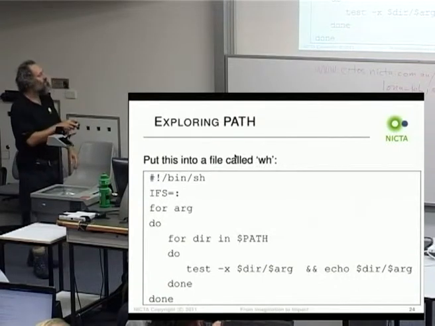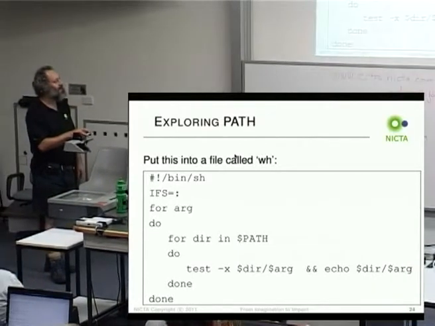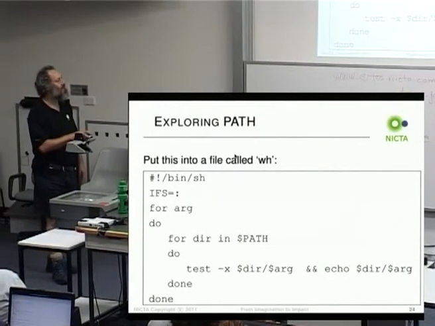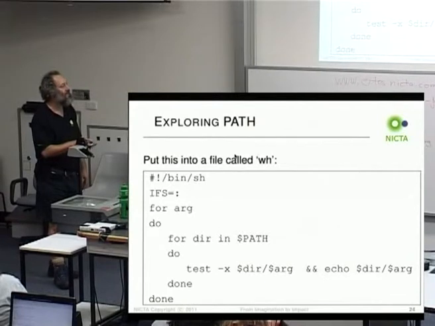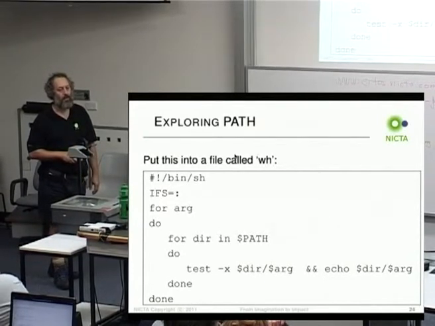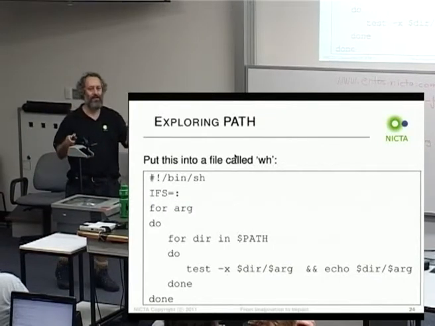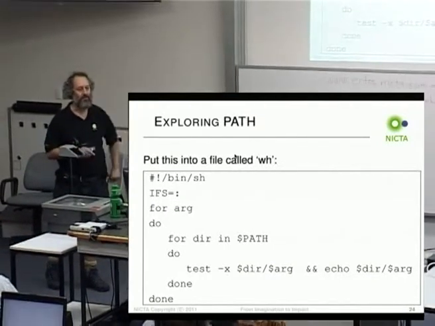So the effect is that dir will be set in turn to each of the elements of PATH. And then we can test to see whether that thing is executable, and if it is, echo it. I use this one a lot because the standard witch doesn't tell you if there's two things in your path that are shadowing each other. This one will.